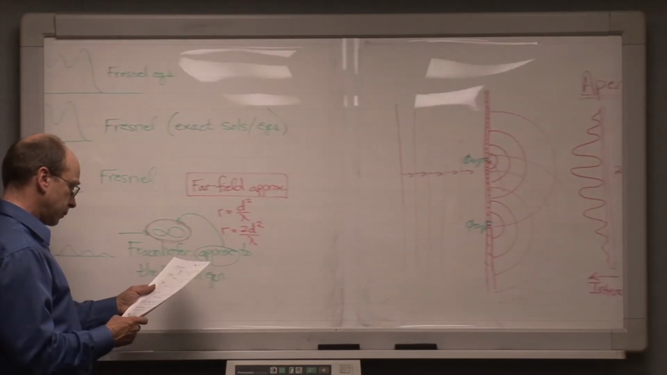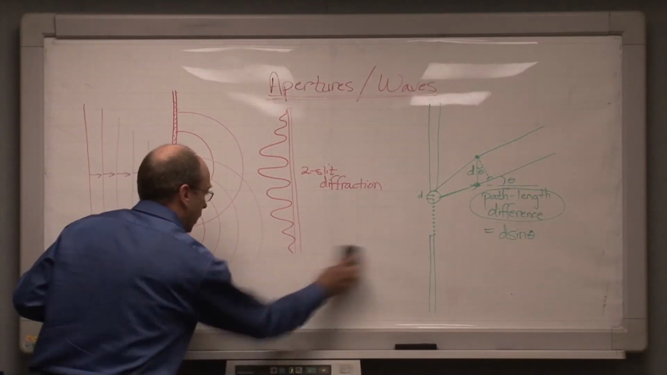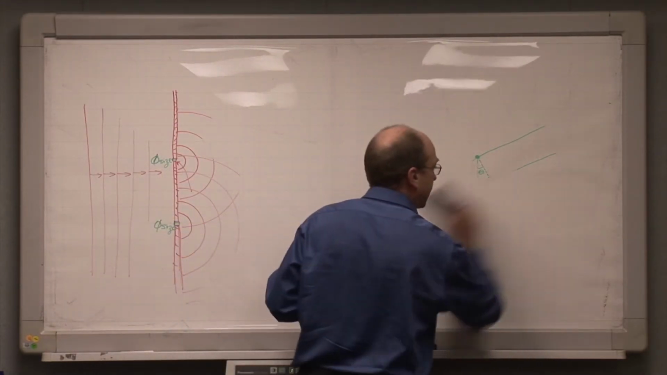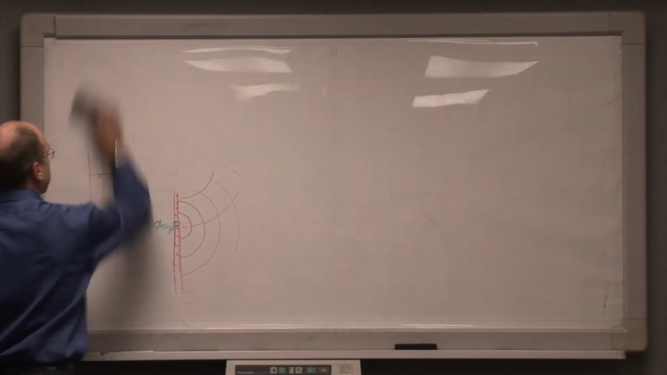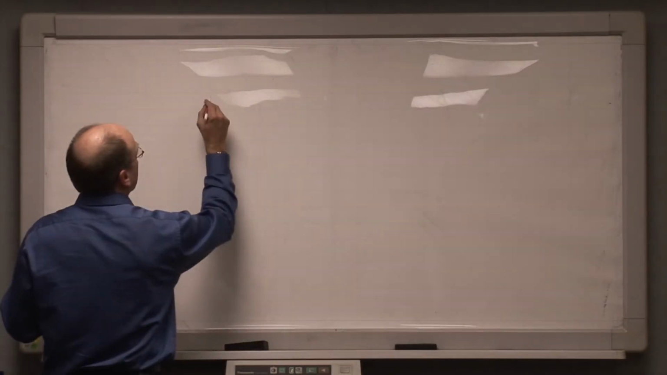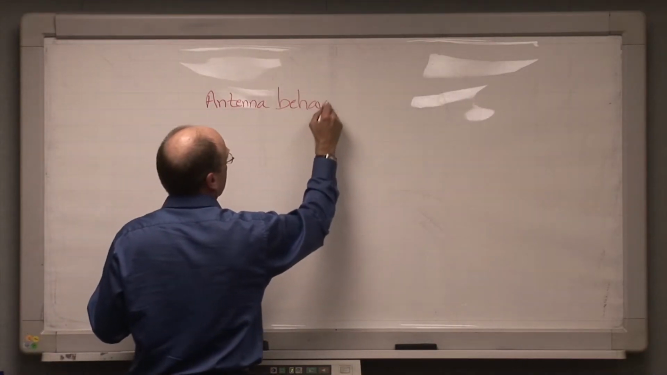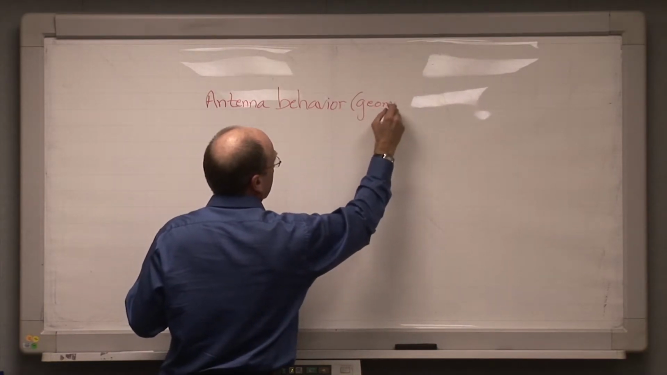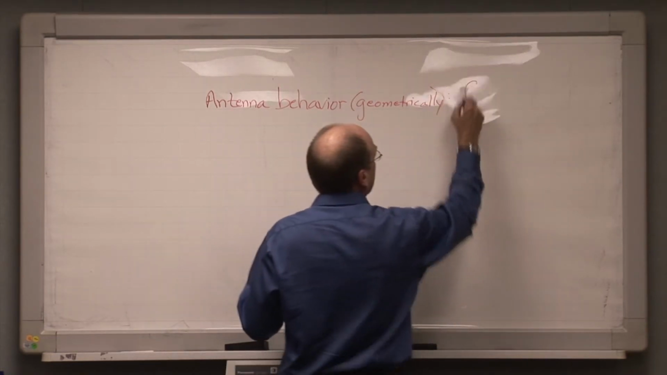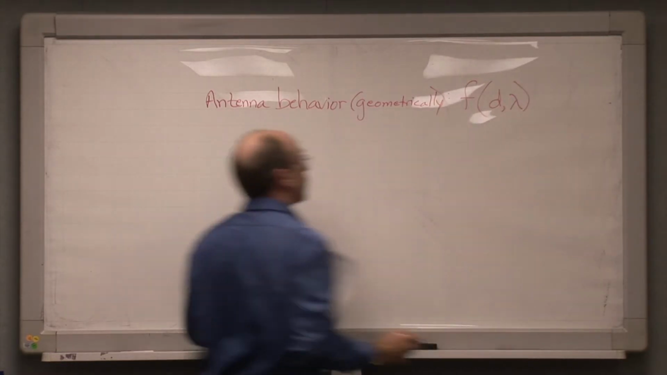Now, one thing that I think is very significant about the comment that I just made is that the behavior of an antenna, geometrically speaking, in terms of the field that it produces in space, is a function of the variables of both the aperture size, d, and the wavelength of the radiation that we're working with, lambda.